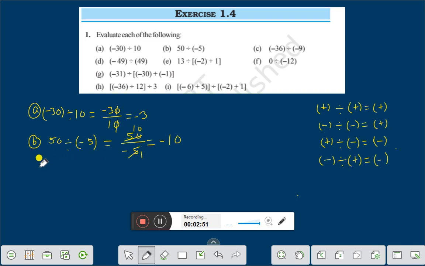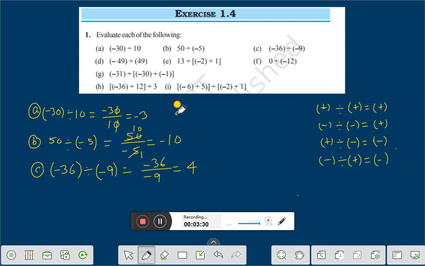Now question number C is minus 36 divided by minus 9. Here you see that minus divided by minus is plus, right? So it is minus 36 by minus 9, that is plus 4.